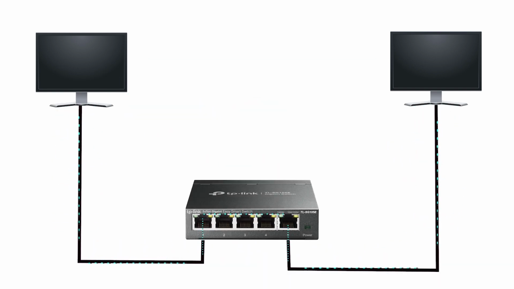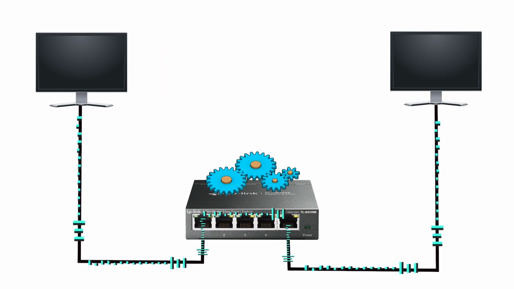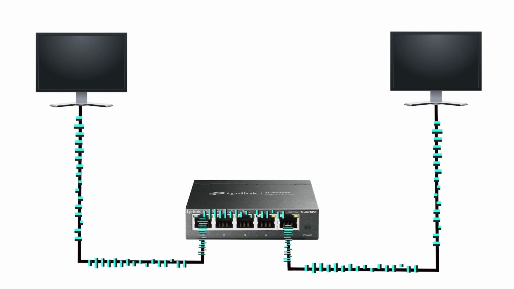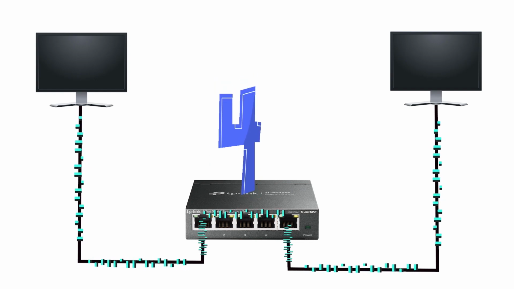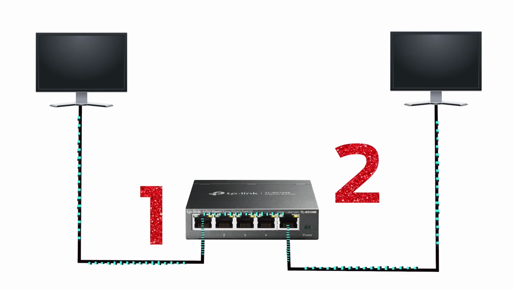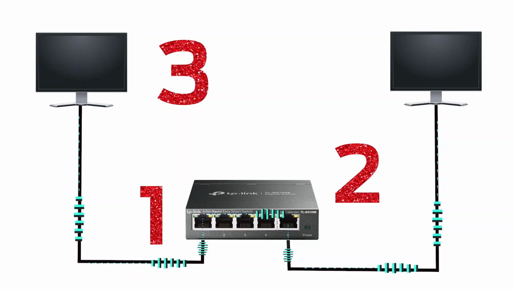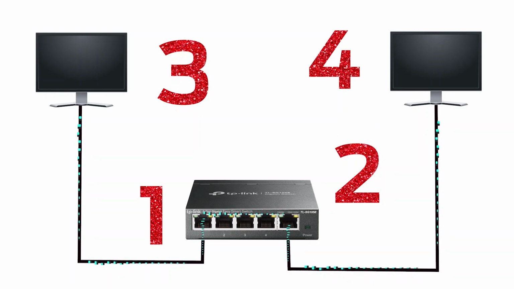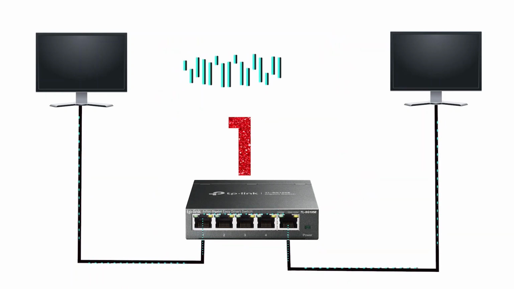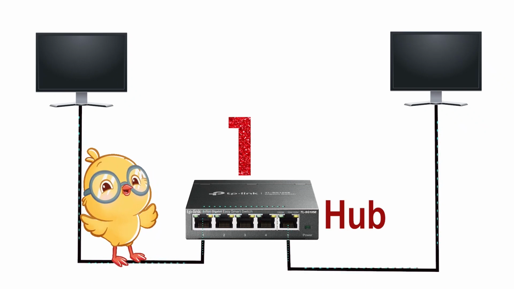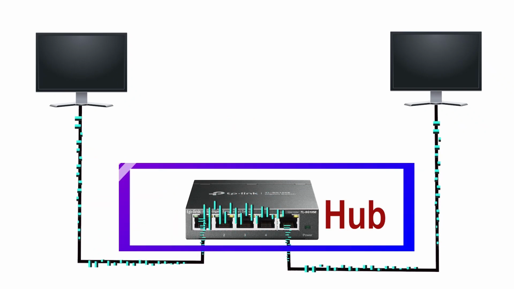If there is an intermediate device between the source and destination, it processes the signals. The processing depends on the type of the device. There are 4 types of network devices: Layer 1 devices, Layer 2 devices, Layer 3 devices, and Layer 4 devices. Layer 1 devices understand only signals. A hub is a Layer 1 device. It amplifies incoming signals and forwards them from all other ports.